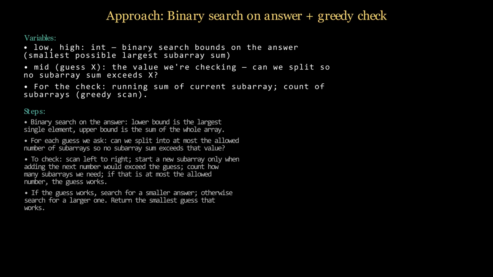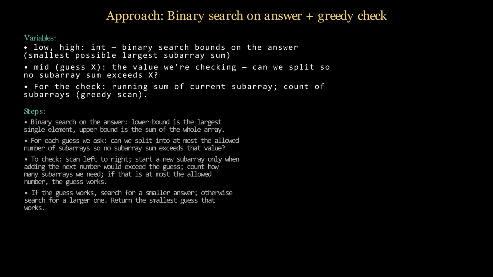Approach: binary search on the answer plus a greedy check. Variables: we use a lower and upper bound for the answer, and a guess in between. For the check we keep a running sum of the current subarray and the number of subarrays we've started.